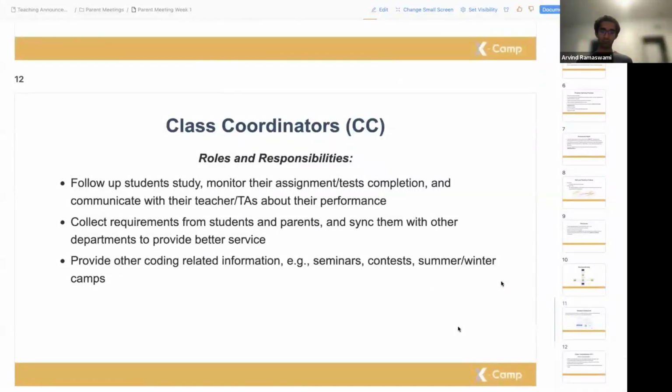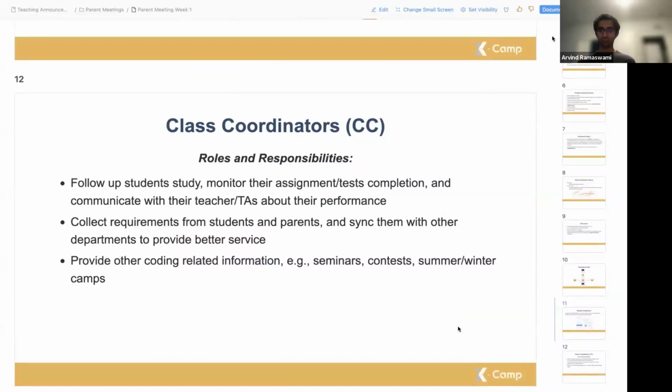Now, a really important role in terms of the class is our class coordinators. Our class coordinators are basically our way of following up with the students and monitoring their progress, and being that communication layer between the teacher and the parents.